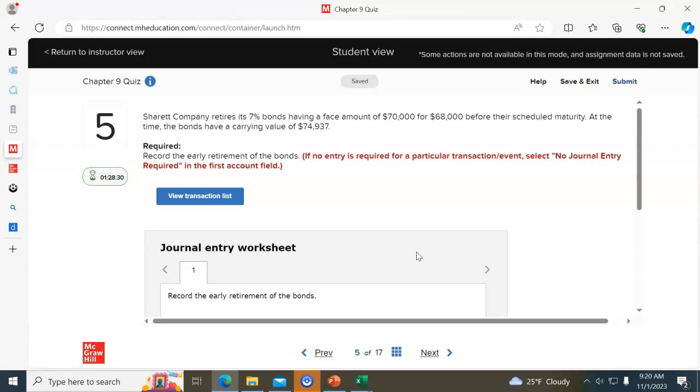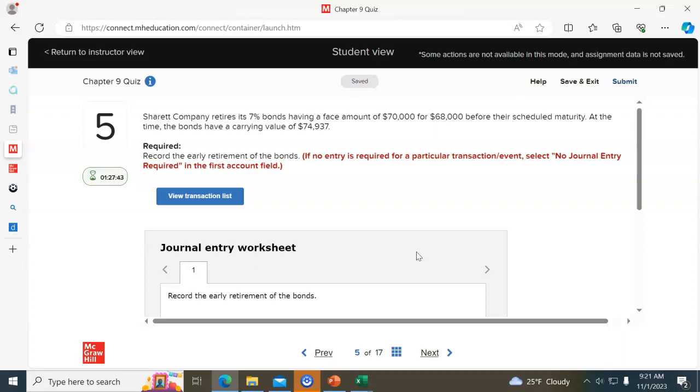It says we retired the 7% bonds having a face amount of $70,000 for $68,000. So how much did we give cash for? $68,000, didn't we? It tells us at this time the bonds have a carrying value of $74,937. So guys, right away, were these bonds issued at a premium or a discount? Premium. How do we know? Because it's greater than the $70,000, isn't it? Right?